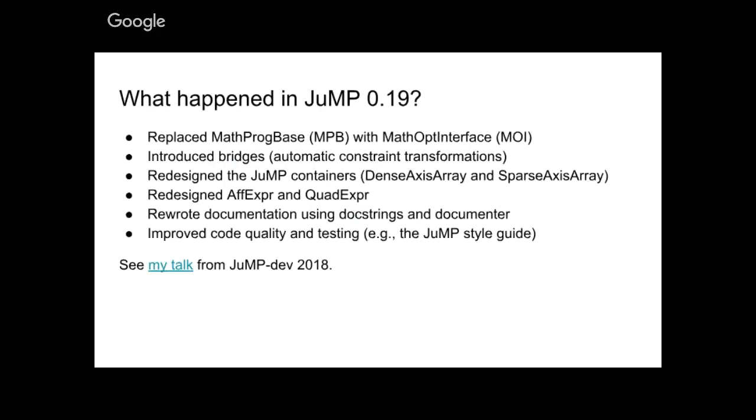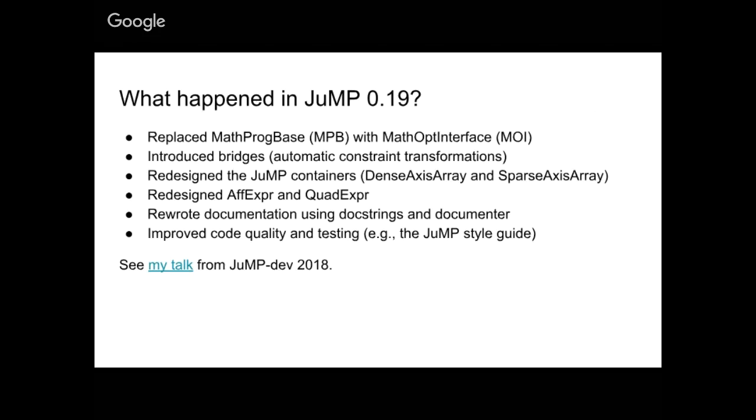Okay, so what is it that actually happened in this release? What we did is we replaced our abstraction layer, MathProgBase, with a new package called MathOptInterface. So MathOptInterface is the way that JuMP communicates with solvers. So we have let's say 20 different solvers that JuMP could communicate with. MathOptInterface provides the abstraction layer that JuMP uses to communicate with solvers.